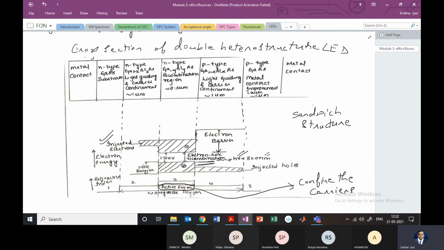Another way in which the carriers are confined is because of the difference in the refractive index of the adjacent layers. You can see this is the refractive index here, and the refractive index of these layers is different. This layer will have a different index, this one will have a different one, and because of this the carrier is going to be confined. You can see that here we have also written carrier confinement. Because of the difference in the refractive index also, the carrier is going to be confined, and that's how we are going to get the light to be emitted out of the LED.